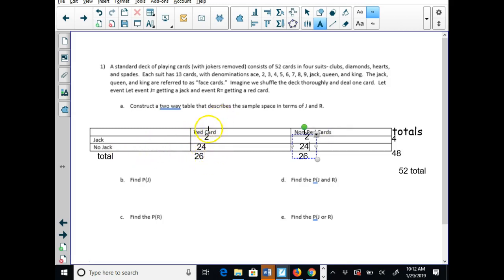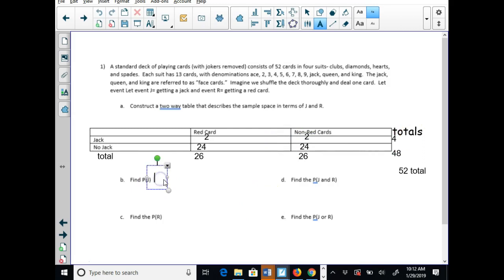How did I get that? Well, I know that there's a total of 26 red cards. I know that there were 2 jacks, and that leaves us with 24 left over because 2 plus 24 has to equal 26. This is this column's total right here. This is this row's total, so on and so forth.